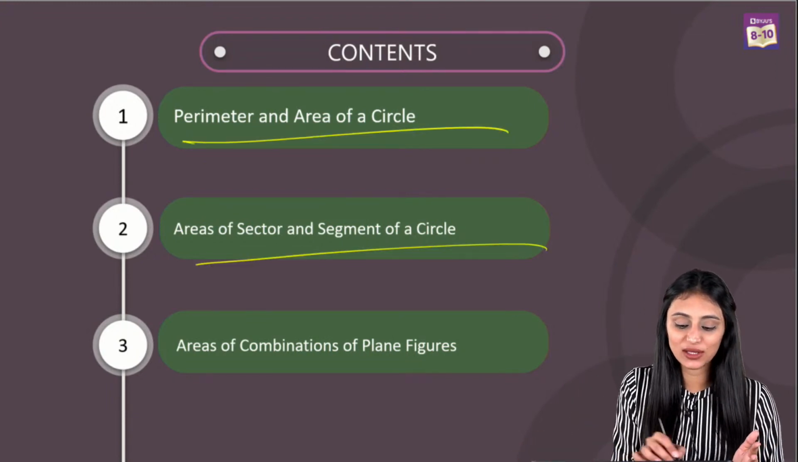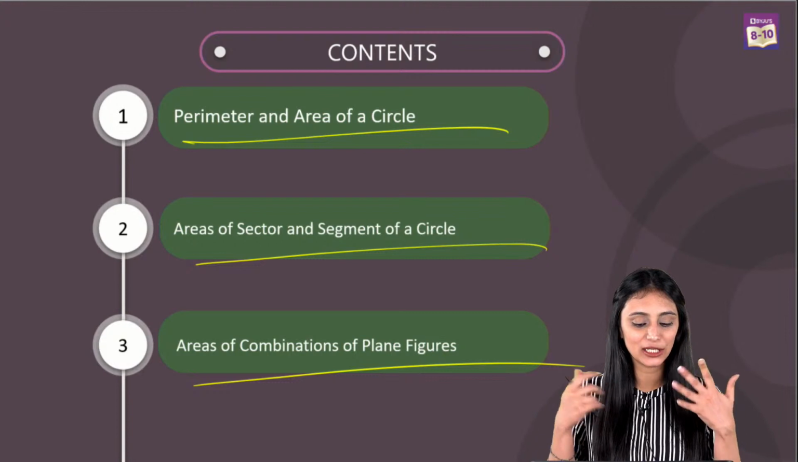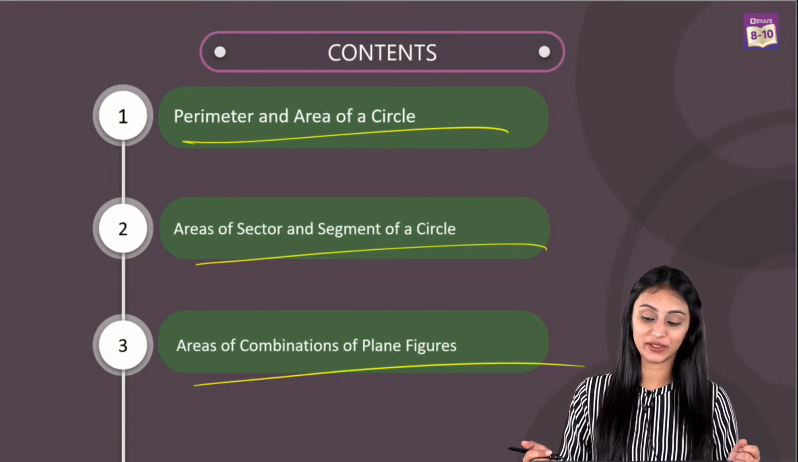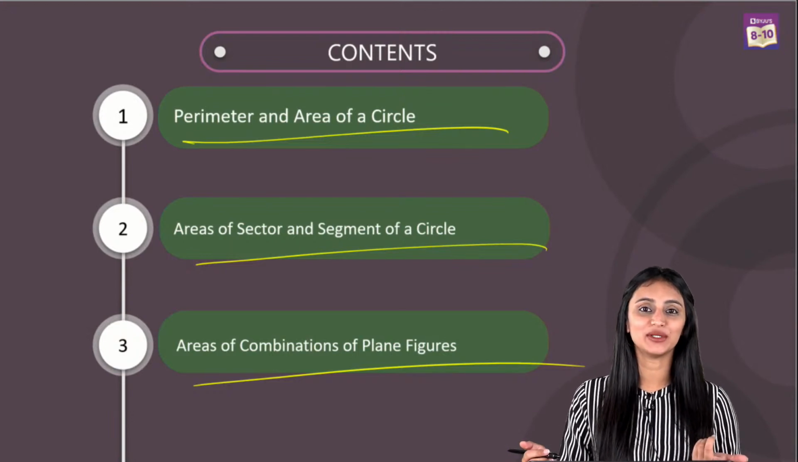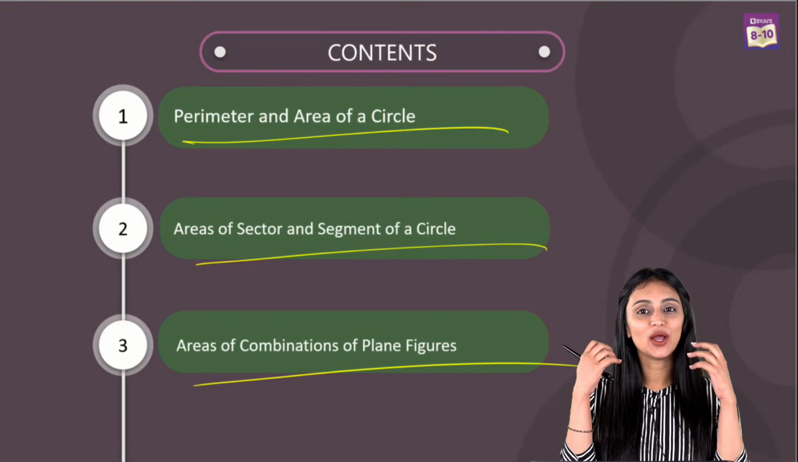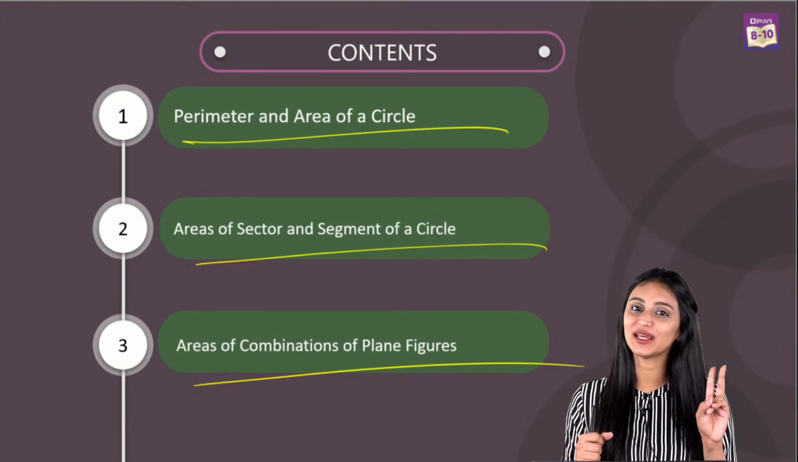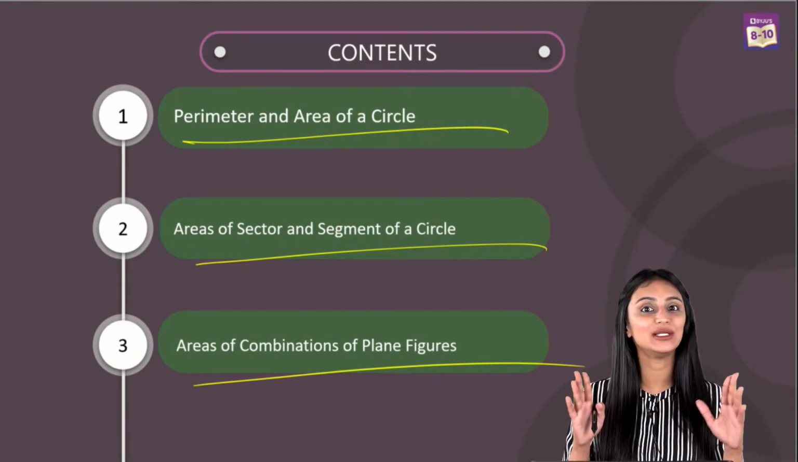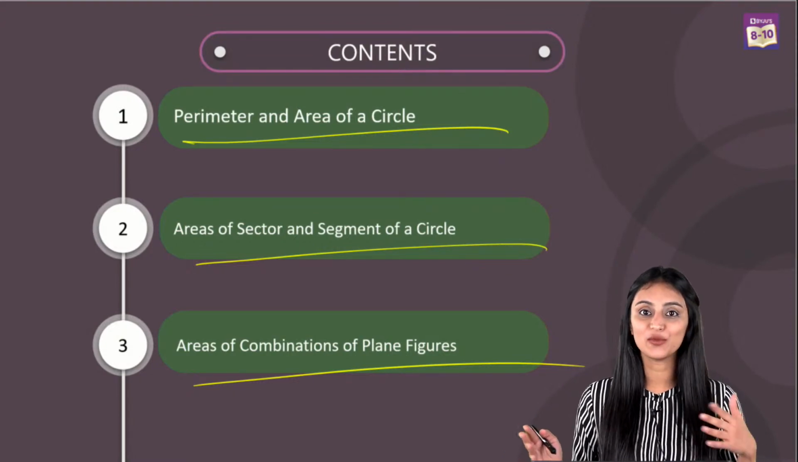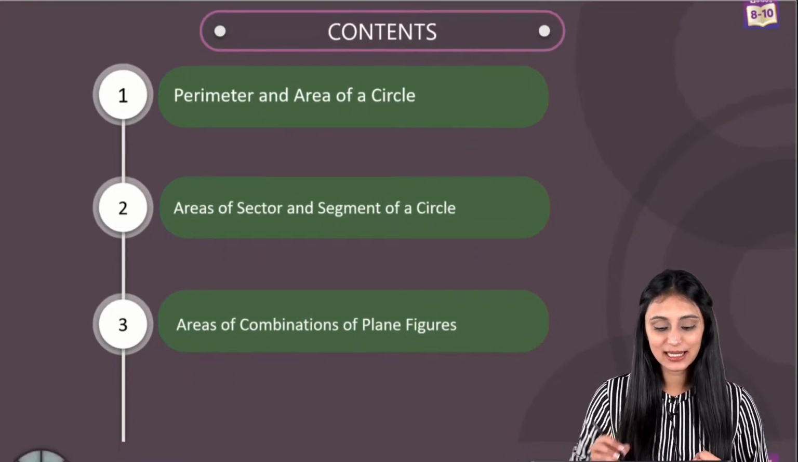So you have to study all these concepts: perimeter, area of a circle, area of sector and segment of a circle, and areas of combination of plane figures. Now one interesting thing about this chapter is basically there are only formulas and you should know how to visualize the figure. These only two things are there and this chapter would be really simple for you. Alright, so without wasting any more time here, let's start off with the questions.